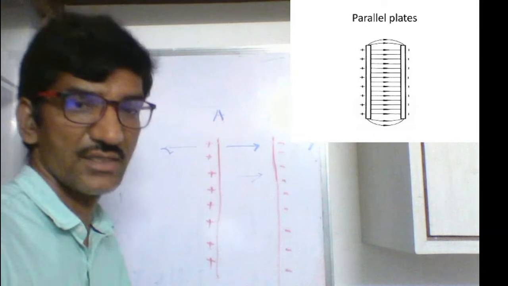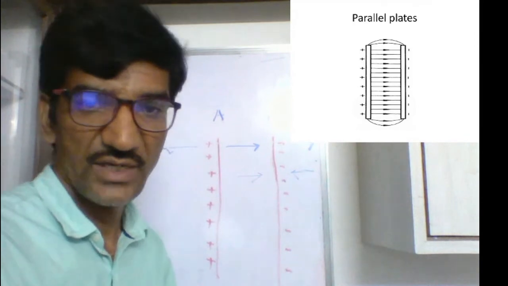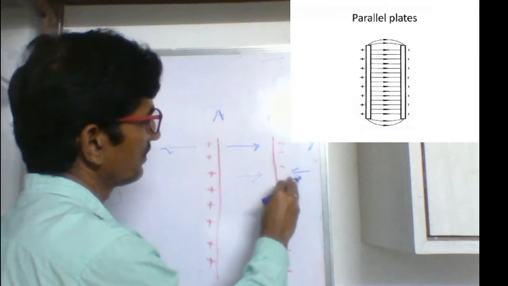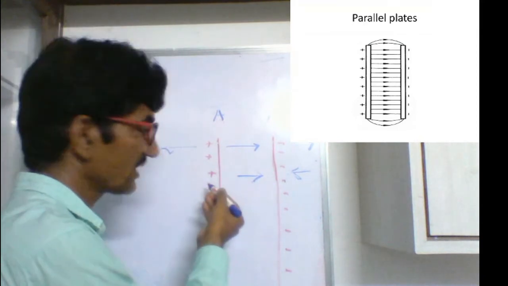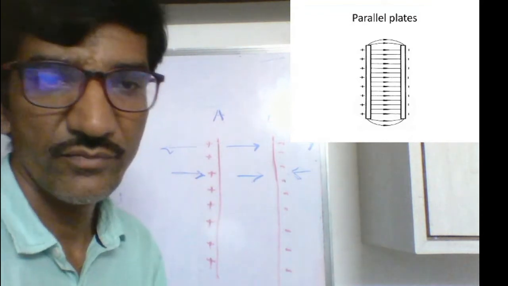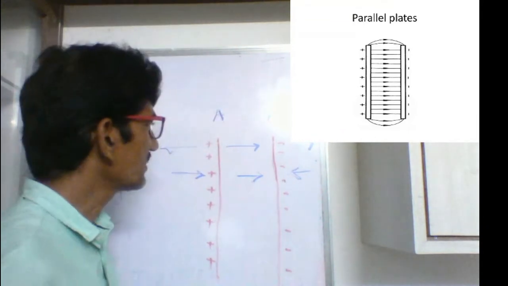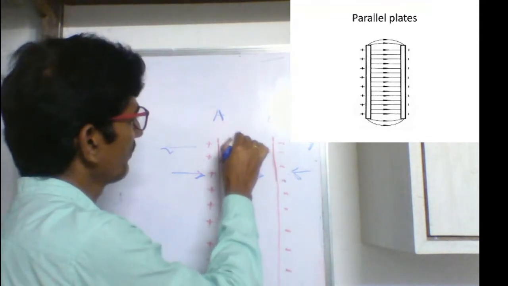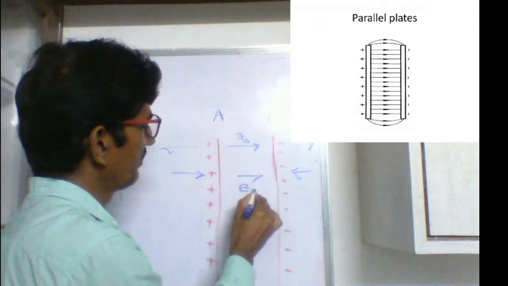Field lines enter into the plate, like this. Of course, irrespective of the other plate, they enter into the negative plate. Here, say this is the plate A electric field, EA, and this is EB.